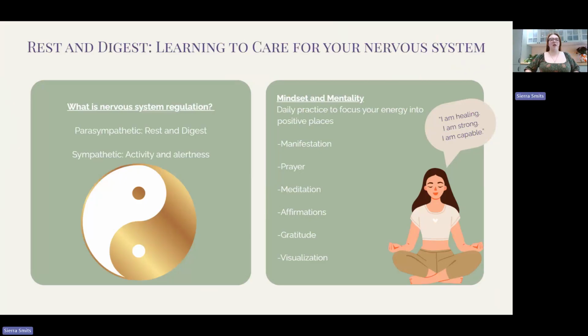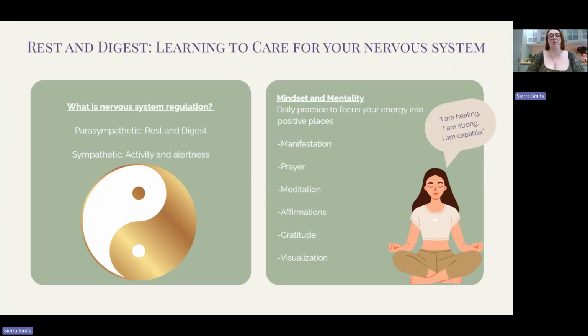Nervous system regulation has become such a buzzword, and all nervous system regulation means is parasympathetic, which is your rest nervous system, and sympathetic, which is your activity and alert nervous system. Nervous system regulation in one sentence is when you can be in parasympathetic or rest and digest when you need to be, and when you can be in sympathetic activity and alert when you need to be. All regulation means is you can move from one into the other, back and forth as necessary.